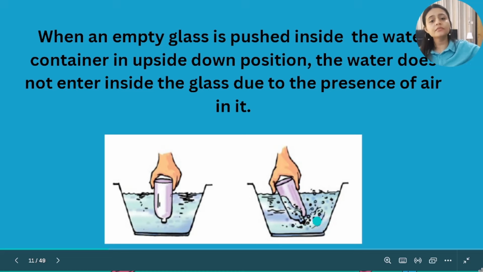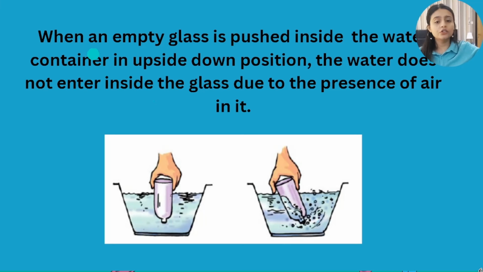This is written on the screen also. When an empty glass is pushed inside the water container in upside down position, the water does not enter the glass due to the presence of air in it. There was air already present in the bottle. That's why the water is not able to enter the bottle. This shows that the empty glass or empty bottle is not actually empty and consists of air in it.